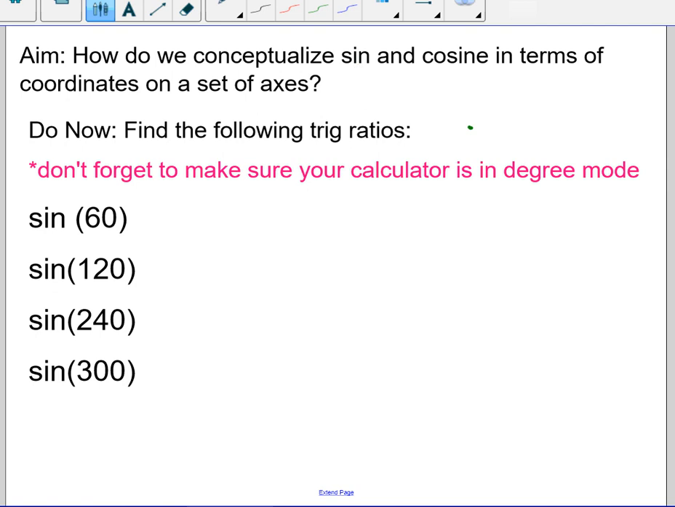Hey guys, today we're going to start talking a little bit more about what it means to have sine and cosine on that axis, that xy plane, and we're going to put it in terms of something called the unit circle. So step one, go ahead and find the following trig ratios. We're looking at sine 60, sine 120, sine 240, and sine 300. This is something you can do on your calculator, but don't forget to make sure your calculator is in degree mode, since these are given in degrees.